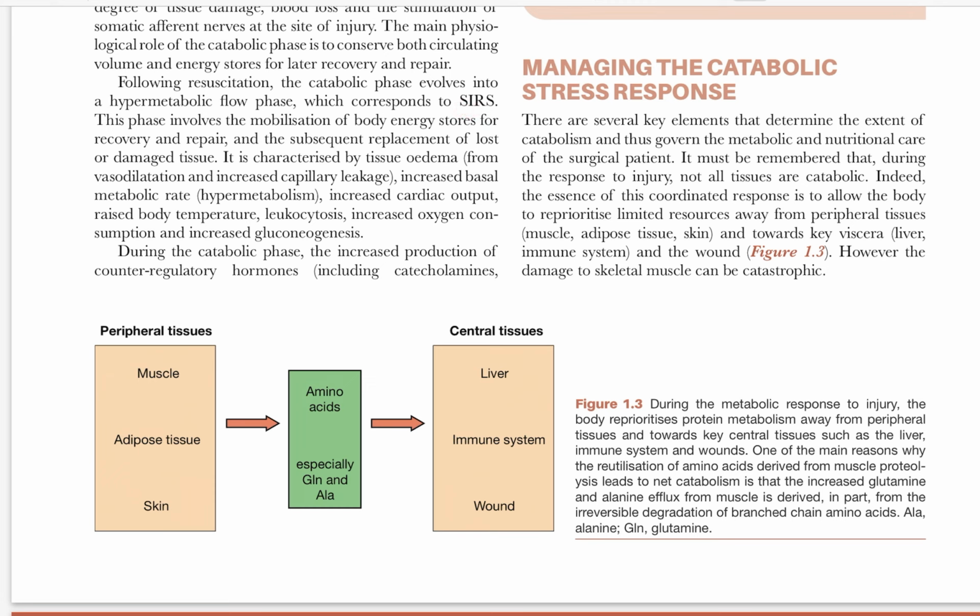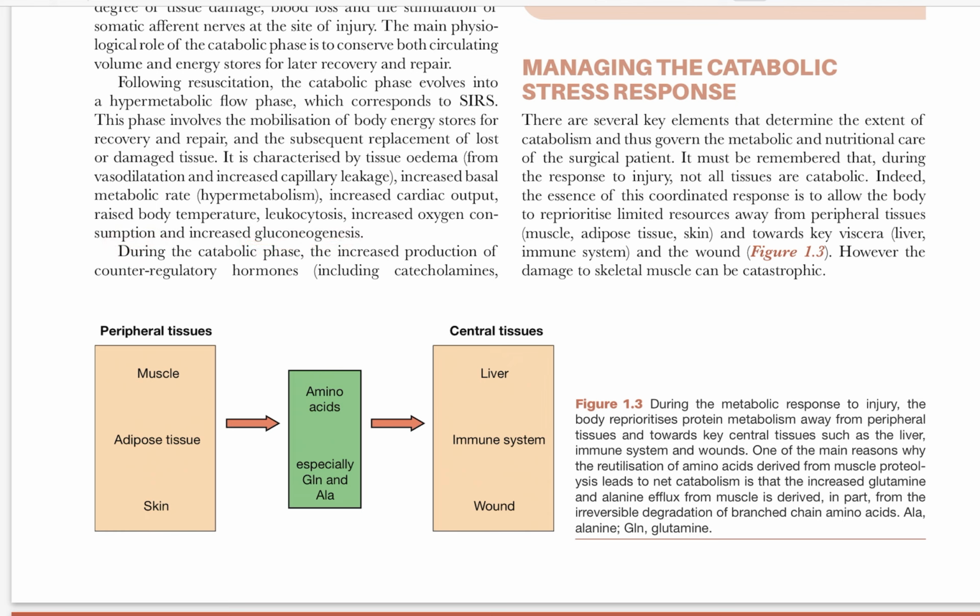This phase involves metabolism of body energy stores for recovery and repair and subsequent replacement of lost and damaged tissue. It is characterized by tissue edema from vasodilatation and increased capillary leakage, increased basal metabolic rate, hypermetabolism, increased cardiac output, and raised body temperature. Leukocytosis, increased oxygen consumption, and increased gluconeogenesis are also seen.